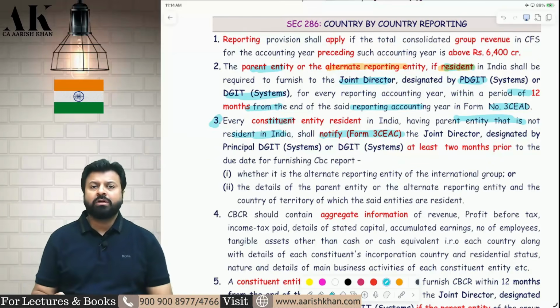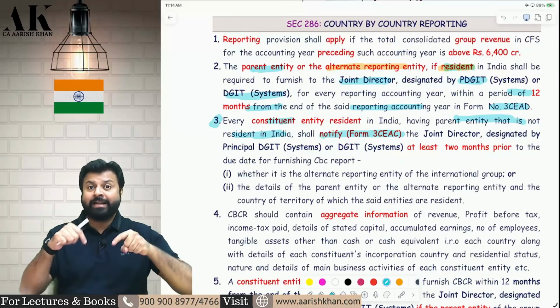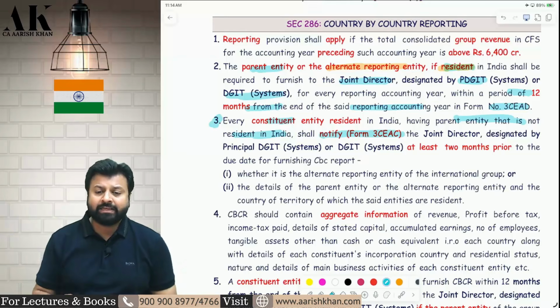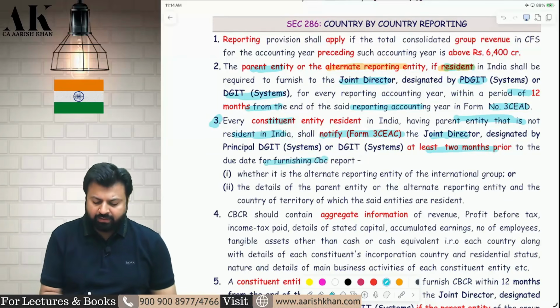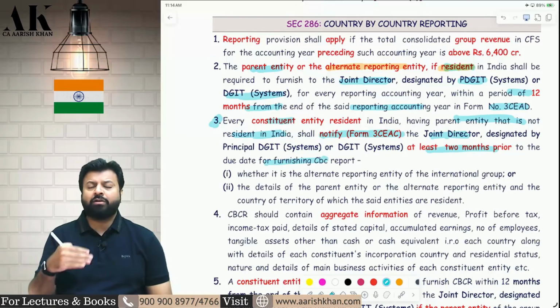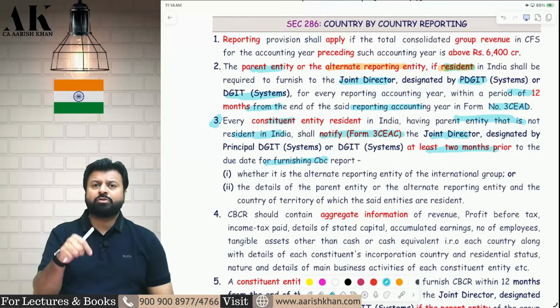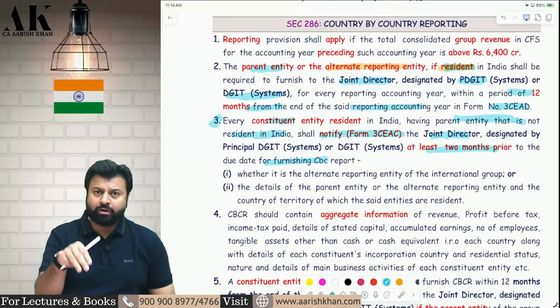What are they supposed to do? Every constituent entity resident in India whose parent is outside, constituent is in India. In that case, they have to notify the joint director at least 2 months prior to the date of furnishing of CBCR. CBCR will be filed on 31st March 2027. They have to notify it by 31st of Jan 2027. What are they supposed to notify? What is Sony India supposed to notify? What is Pepsi India supposed to notify? What is Coke India supposed to notify? What is Samsung India supposed to notify?